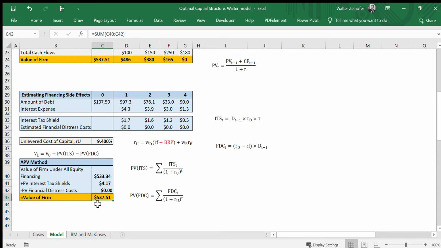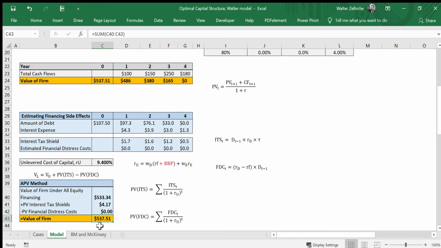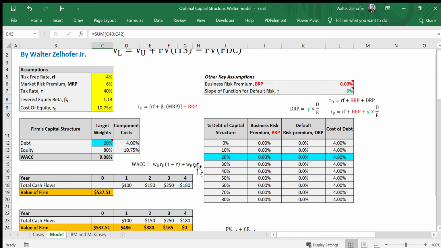What is the value of the firm? 537.51, 537.51. So the adjusted present value method is consistent with the weighted average cost of capital method. But there's problems with this.